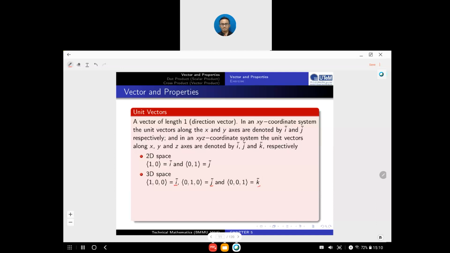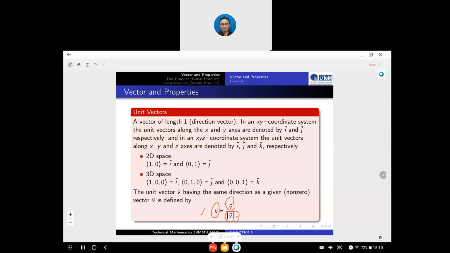And then this unit vector, we can obtain if we have a vector. How to find the unit vector? Usually you use the symbol u equal to the vector divided by its magnitude, the one at the bottom is its magnitude. So when the vector is divided by its magnitude, you get the unit vector. For the unit vector, you will get the answer in terms of i, j, k in 3D space. For 2D space, you will get it in i, j only.